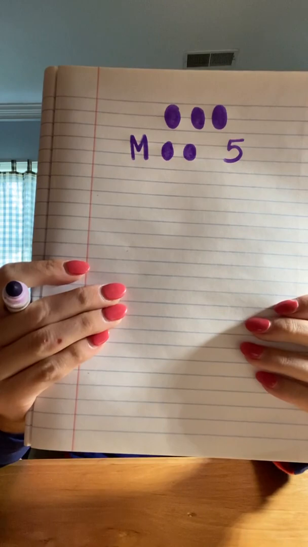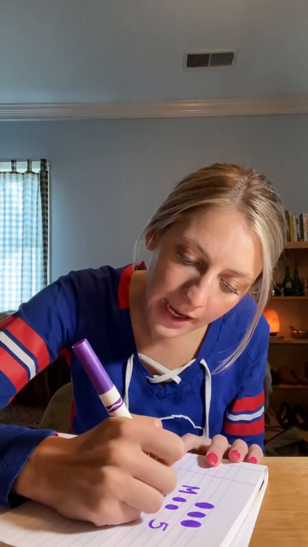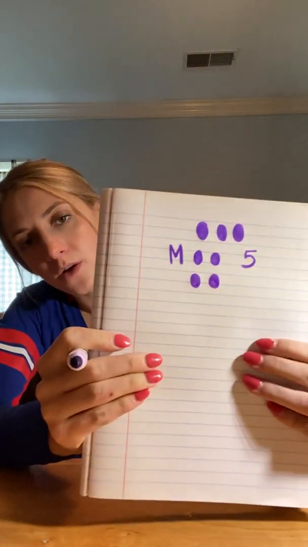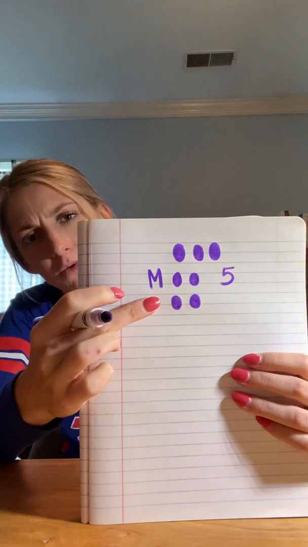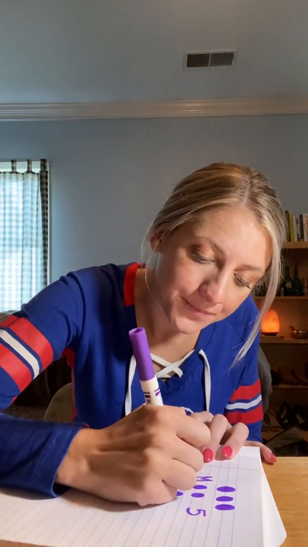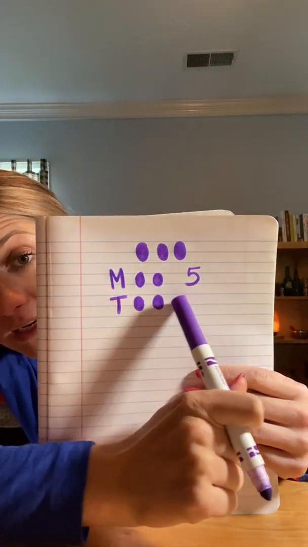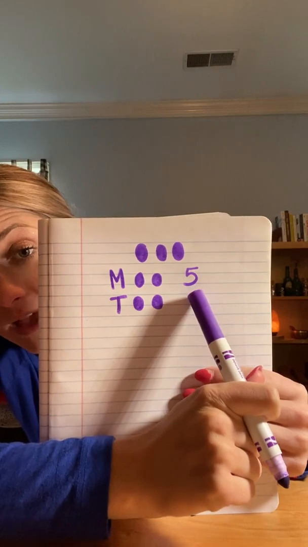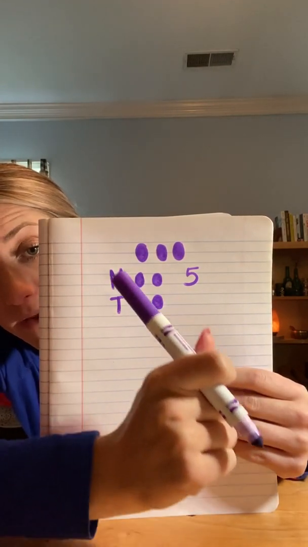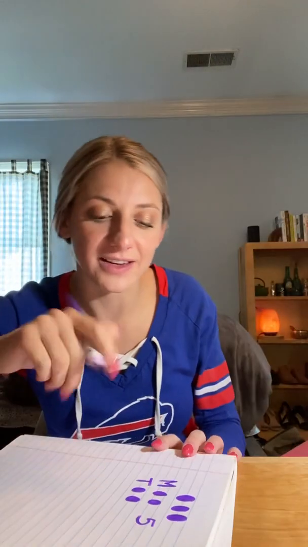And then on Tuesday, Talia brought in 2 more cans. So I'm going to go ahead and draw my 2 cans. What should I label this row? Maybe T for Tuesday. Good idea. All right, now we have to see. On Monday at the end of the day, they had 5 cans. And then Tuesday, they got 2 more. How many did they have at the end of the day Tuesday? 5, 6, 7. Good job.